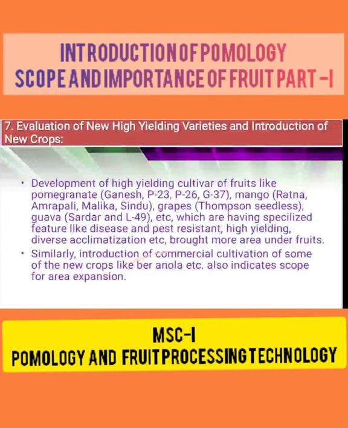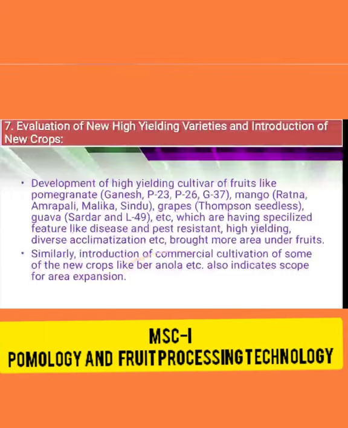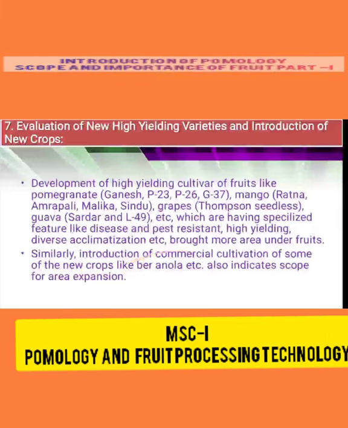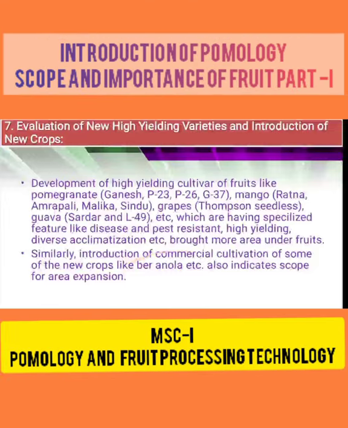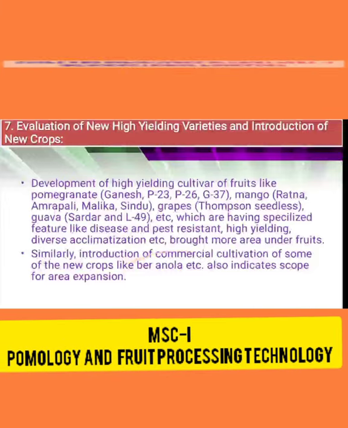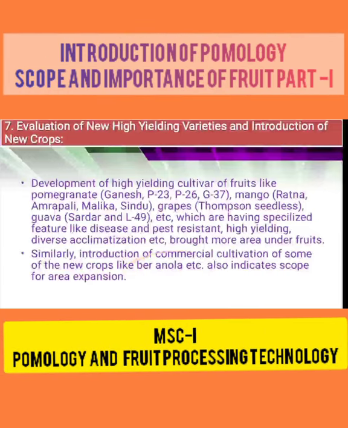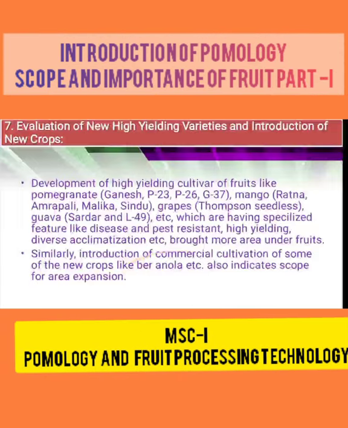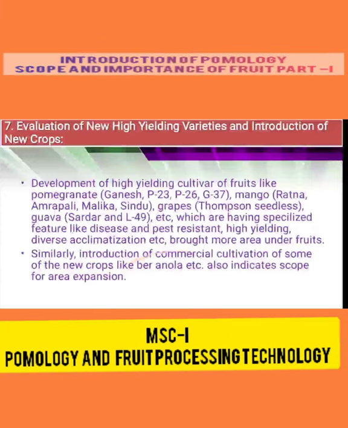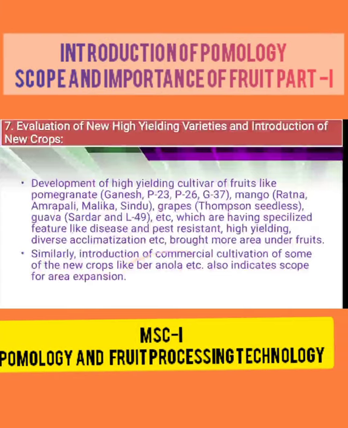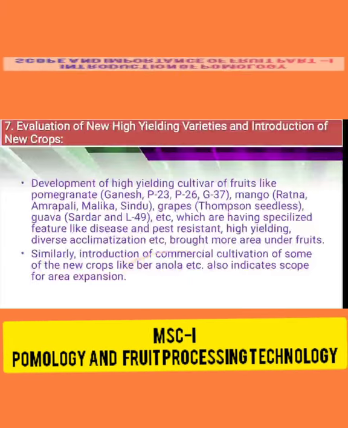In pomegranate there are different varieties like Ganesh, P23, P26, G37. Previously only one variety was in use, which was subject to diseases, stress, and different problems we had to face. But nowadays different varieties with positive characters, that is Ganesh, P23, P26, G37, are produced. Then mango also has different varieties, that is Amarpali, Malika, Sindhu.